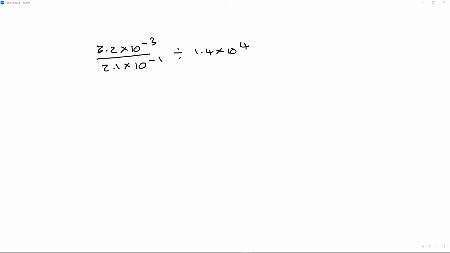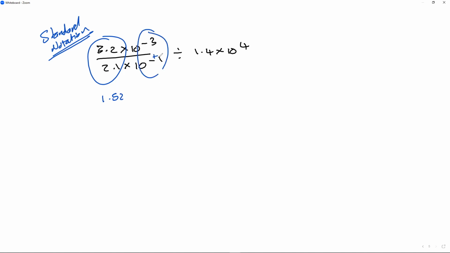So the first thing we have to do here, looking at this, is part of the concept of standard notation. So we took 3.2 divided by 2.1, which comes to 1.52 to two decimal places. And then over here, this becomes a plus because it's minus minus. So minus 3 plus 1 becomes 10 to the negative 2.